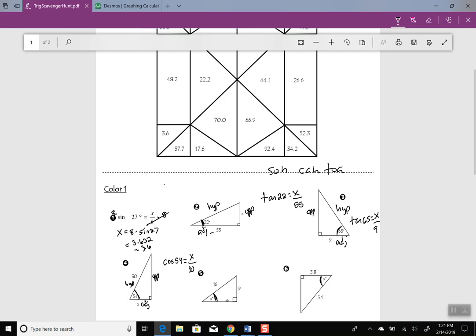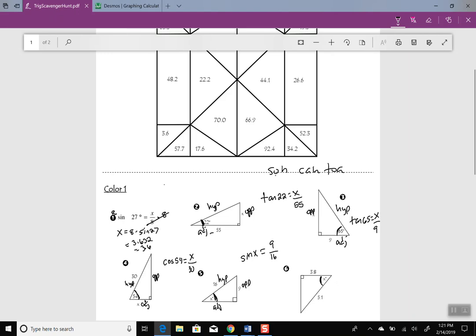Then number 5, I've got my hypotenuse, the adjacent, and the opposite. I care about the opposite and the hypotenuse. That's going to be my sine function. So sine of x. This time I'm actually going to have to figure out what the degree measure is. Sine is opposite over hypotenuse.